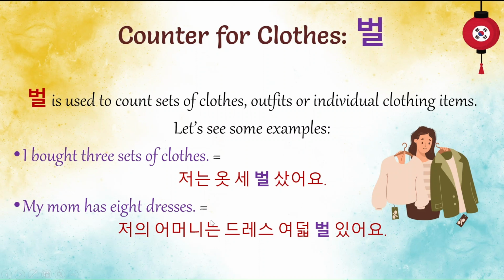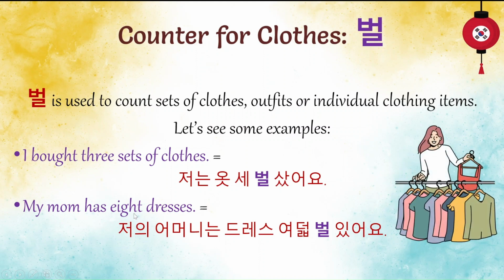Let's look at the next example. My mom has 8 dresses. 저희 어머니는 드레스 8벌 있어요. My mom is 저희 어머니. And to indicate that you have something, you use the verb 있다. Present tense 있어요. 8 dresses. Dress is 드레스. 8 is 여덟.